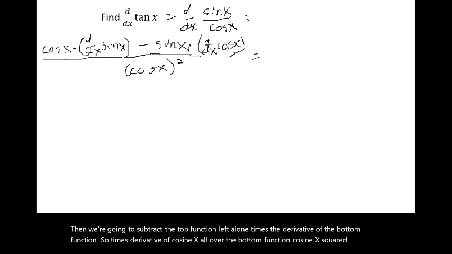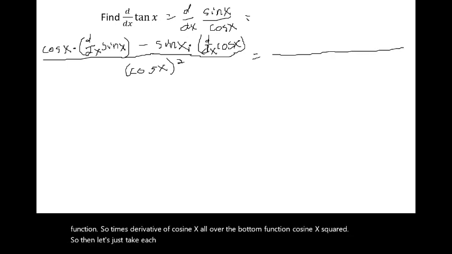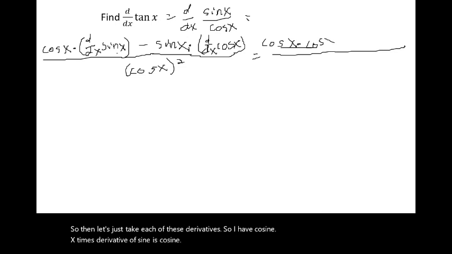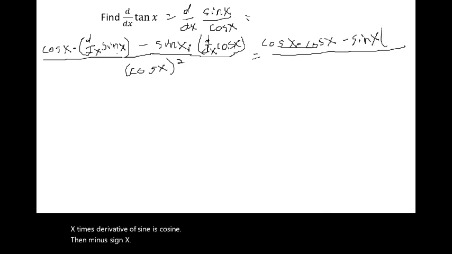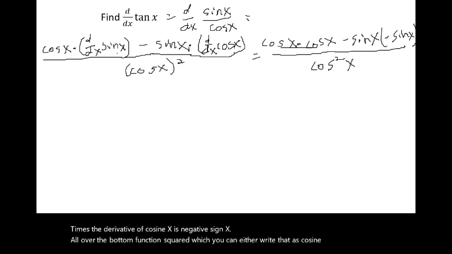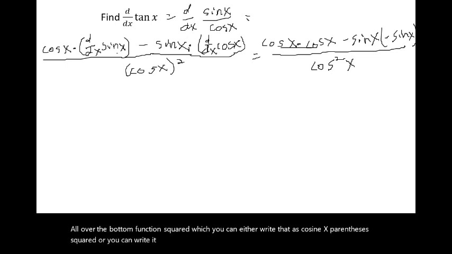So then let's just take each of these derivatives. I have cosine x times the derivative of sine, which is cosine. Then minus sine x times the derivative of cosine x, which is negative sine x. All over the bottom function squared, which you can either write as cosine x parentheses squared, or as cosine squared x. Doesn't really matter. These two mean the exact same thing.